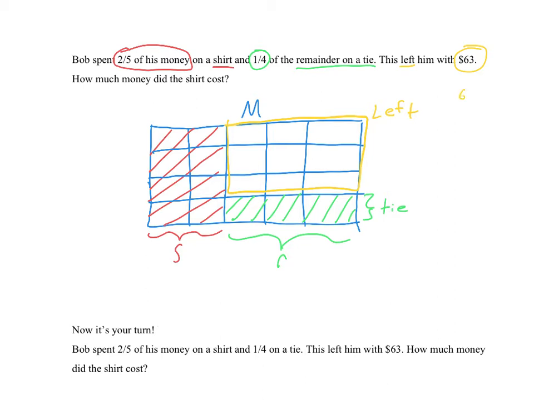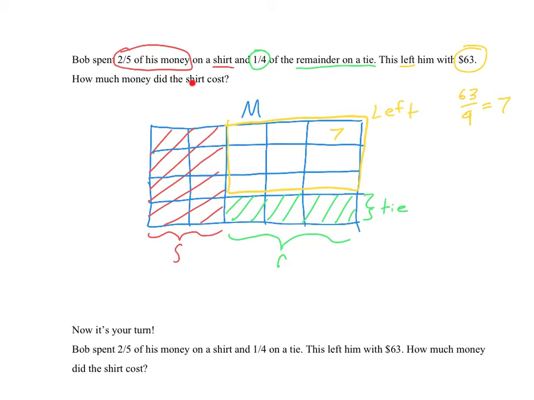So we take 63 and we say, oh, there's 9 boxes left over. So we'll divide up that 63 by 9 and we get 7. So we've completed maybe the most critical part, to find that smallest unit, which is 7. And now we should be able to answer the question.